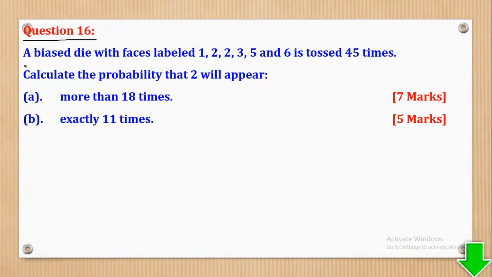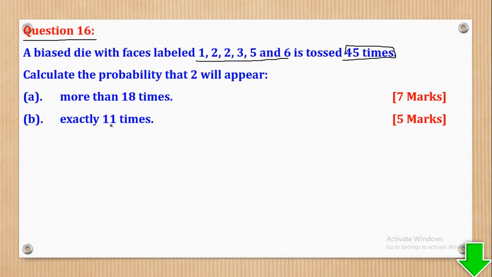Question 16 says, a biased die with faces labeled 1, 2, 2, 3, 5, and 6 is tossed 45 times. When you see this number of times, it implies that it is a binomial distribution. And when you see that this number of times is greater than 20, it implies that it is going to be a normal approximation of the binomial. So they said calculate the probability that 2 will appear: part A, more than 18 times, and part B, exactly 11 times.